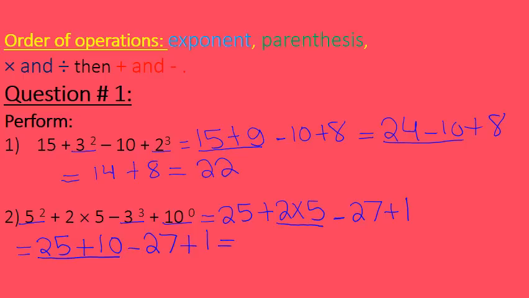What is 25 plus 10, Linda? 35. 35 minus 27 plus what? Plus 1. Yes, Abbas. 35 minus 27 is? 8. 8 plus 1 is? 9. So the answer is 9. Do you have any question about the order of operations? Okay.